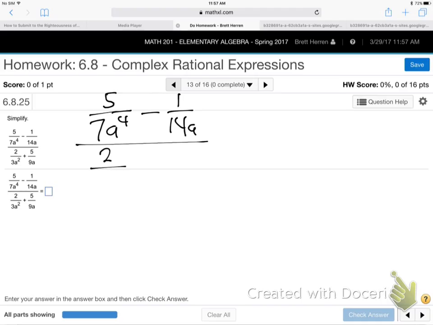Let's try this one. This is probably the hardest one. Speaking of that, this is probably the worst one in the section, right here. So I was gonna skip it, but since you called me out, I'll go ahead and do the worst one.